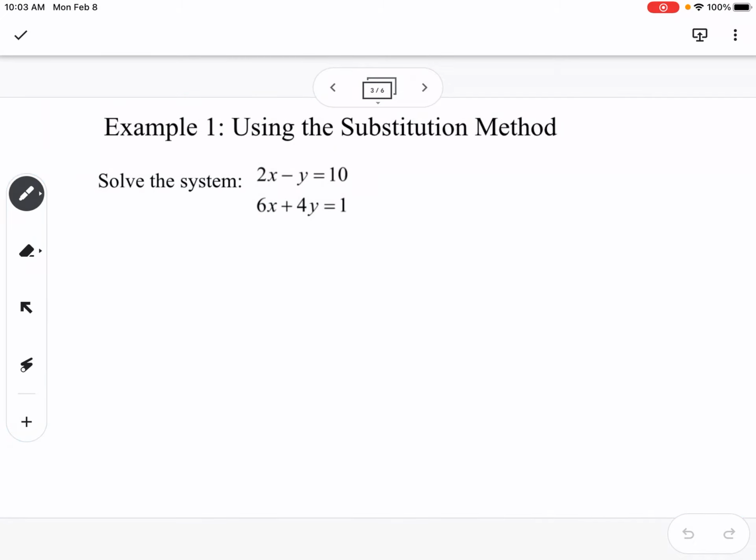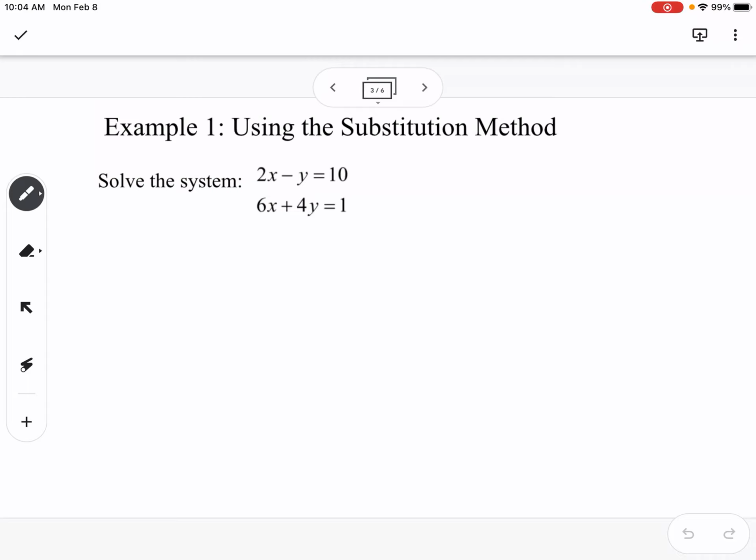Okay, so example 1 says to use the substitution method. I have a problem with this because this system of equations is not set up for substitution, and I feel like at this point you should be able to choose which type of solving makes most sense for each individual problem. So I will do this one by substitution, but I'm also going to show you elimination as an example on this one as well, because I feel like that would be an easier method.